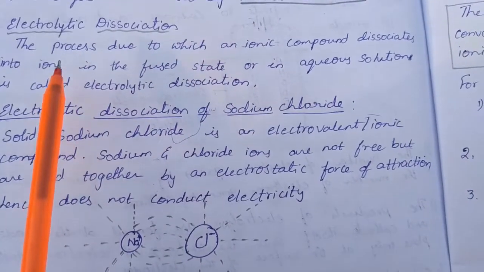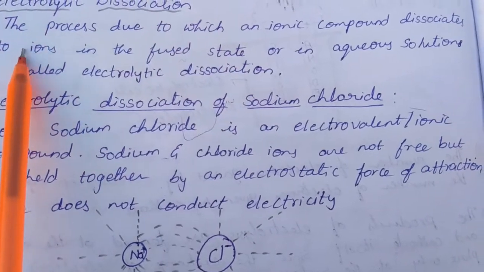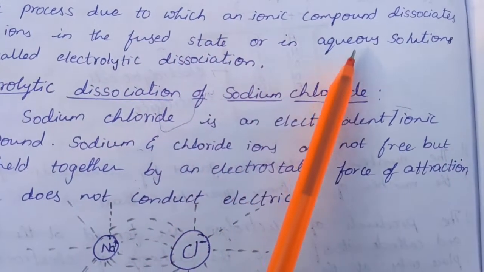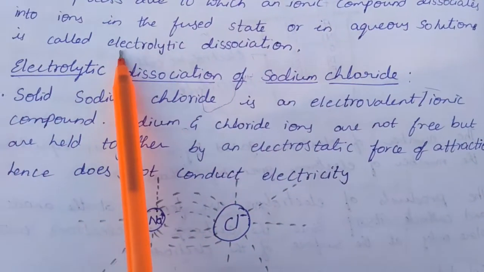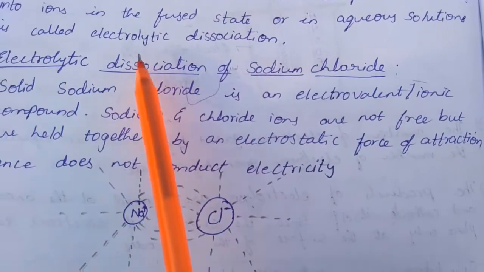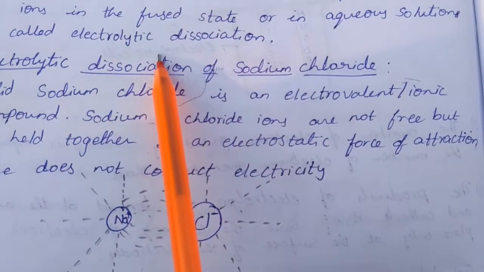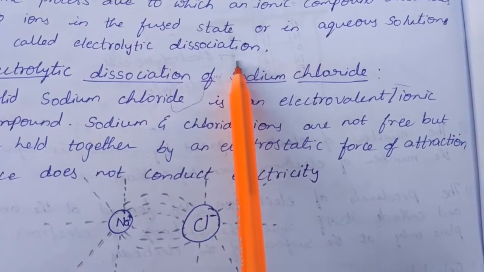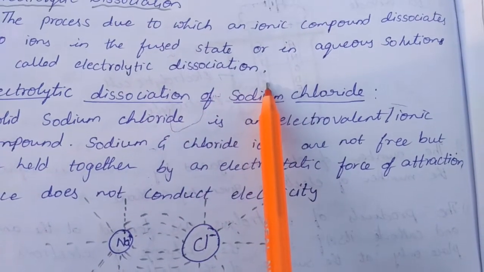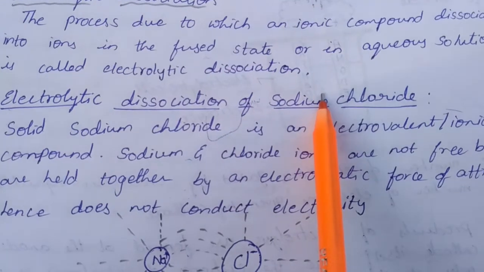Good morning, students. Today we will discuss electrolytic dissociation. The process due to which an ionic compound dissociates into ions in the fused state or in aqueous solution is called electrolytic dissociation. That means the separation of the ions takes place in the substance itself. That itself is called dissociation.